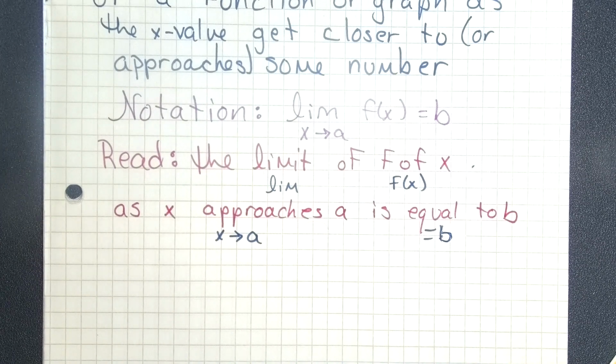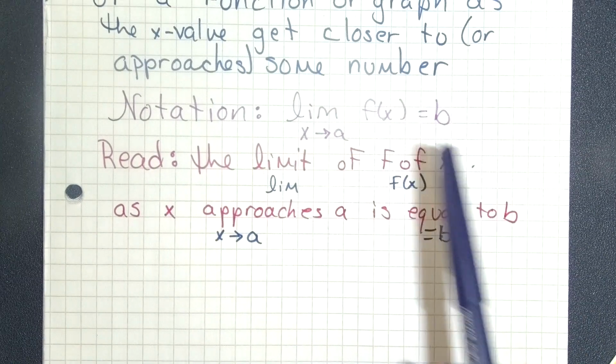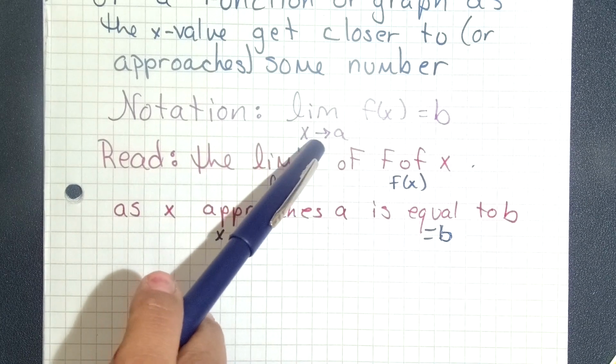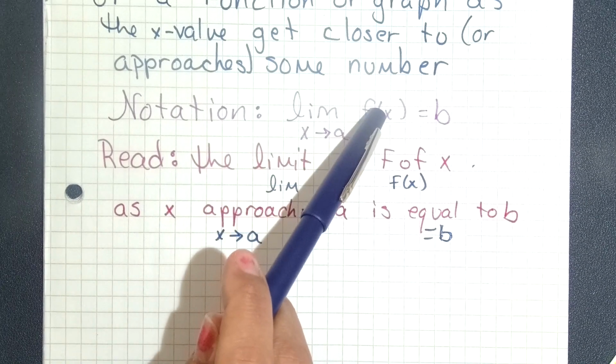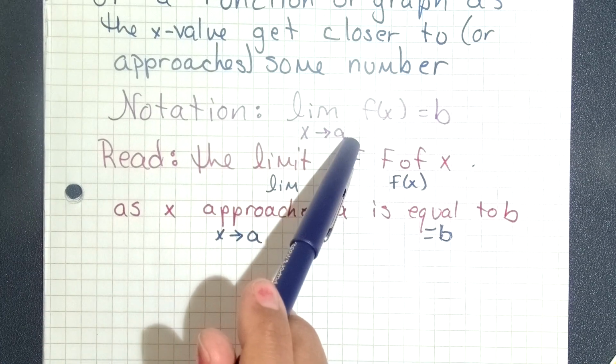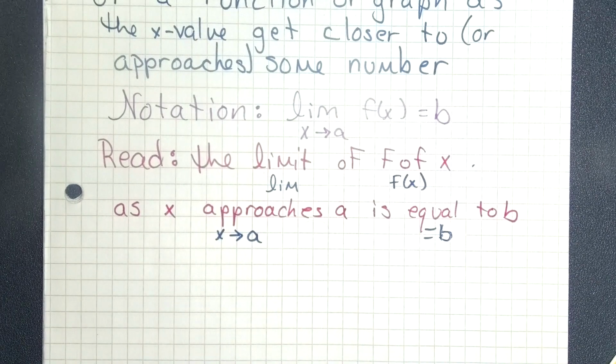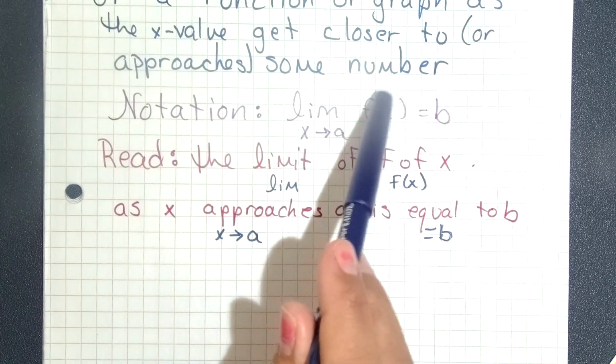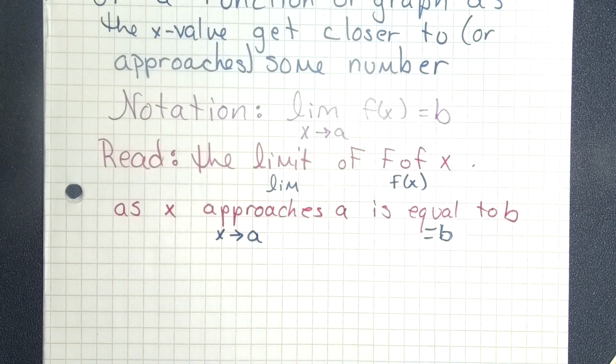Okay, so when you see these symbols, you should be reading it like this. The limit as x approaches a of f of x. I'm sorry, the limit of f of x as x approaches a is equal to b. Or you can read it this way, the limit as x approaches a of f of x. You can read it both ways. Questions? Am I going too fast? Too slow? Just right? Fast or slow?